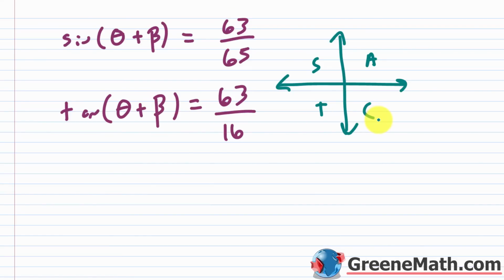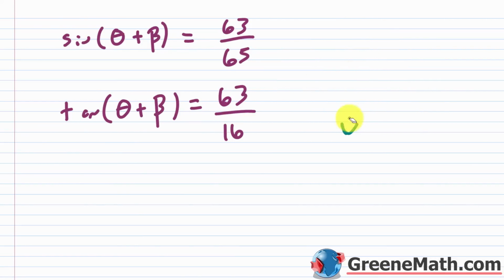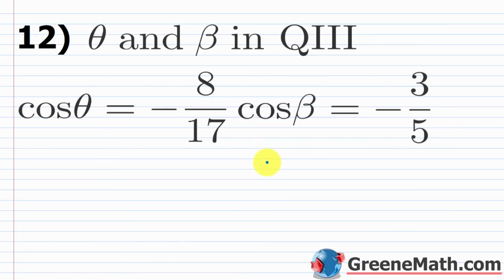So if I think about it, the overlap here, they're both positive. They're going to have to be in quadrant 1, right? Because sine is positive in quadrants 1 and 2, but in quadrant 2, tangent would be negative, right? So you have to be in quadrant 1. So let's just go ahead and get rid of this and just say that theta plus beta is in quadrant 1.